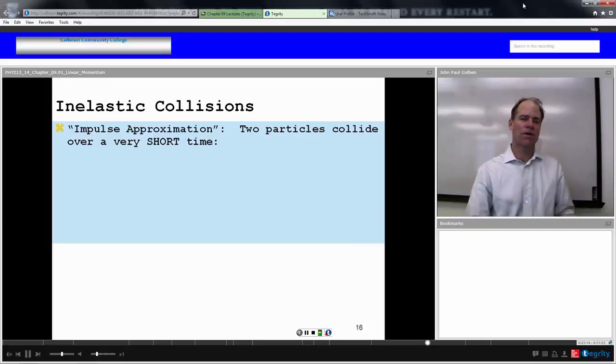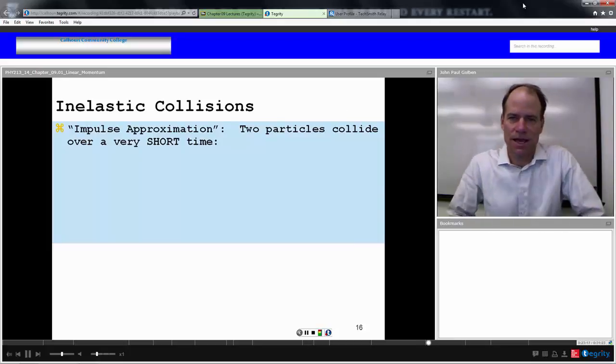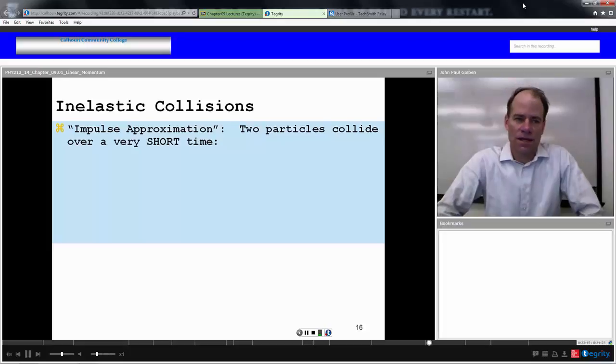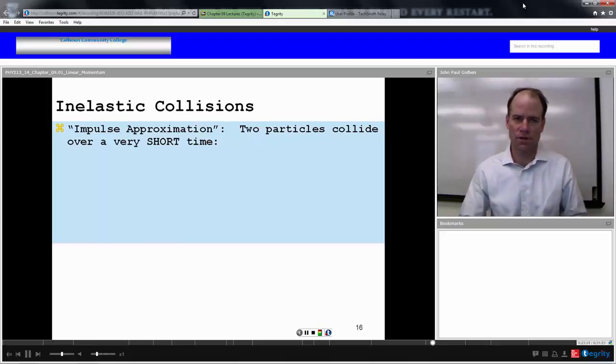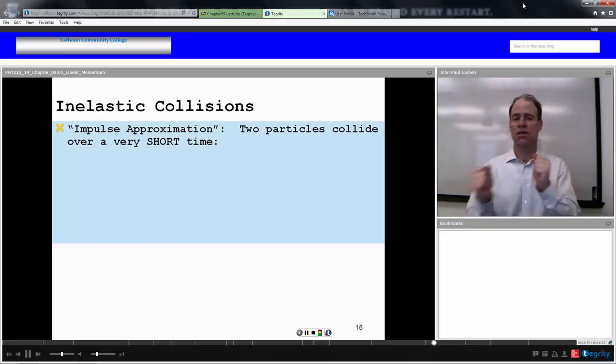All right, we're going to be looking at collisions, and in particular, inelastic and elastic collisions. We're going to first look at inelastic collisions. To look at these collisions, we're going to assume something. We're going to assume an impulse approximation. We're going to assume that two particles are colliding over a very short time, just like what we were just talking about. Because they're colliding over a short time, the forces between them are going to be really large.